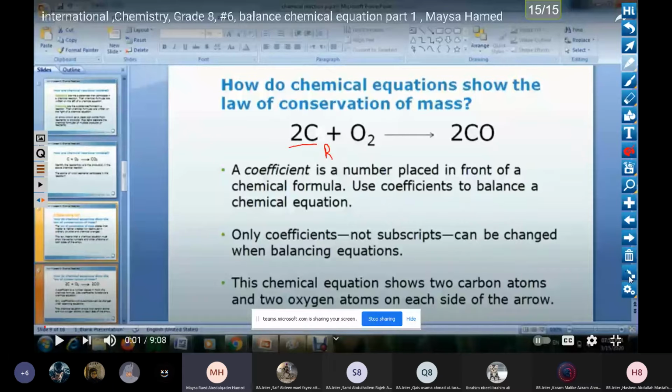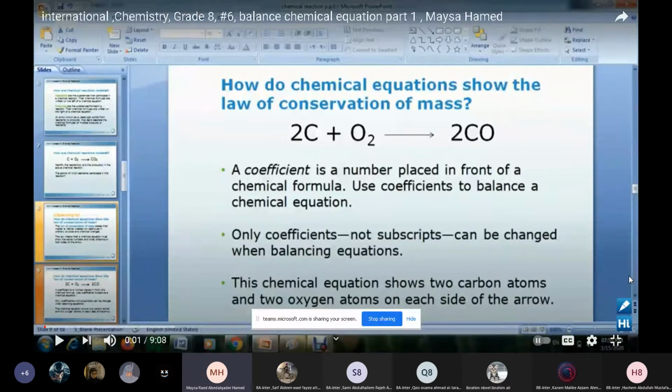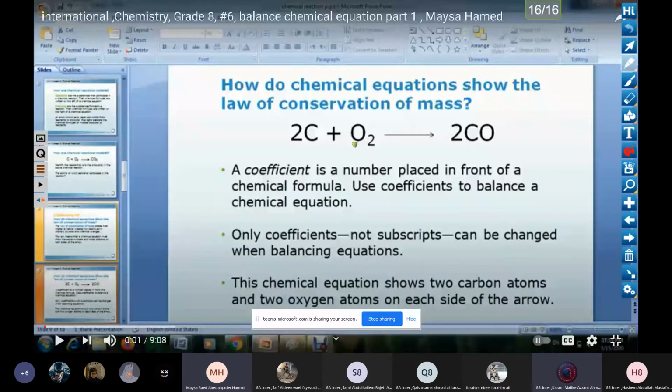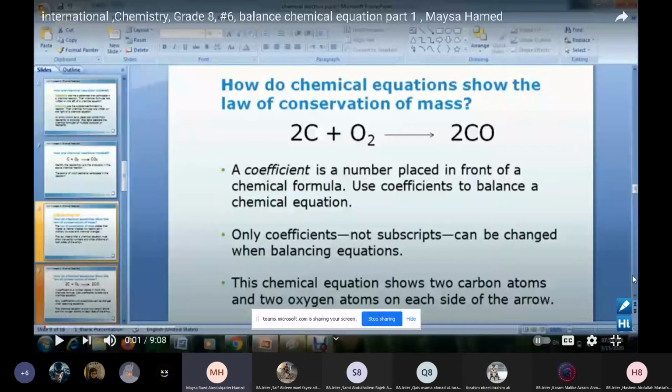Then, let's look at oxygen in the reactants. How many oxygen atoms are in the reactant? Saifuddin, look at oxygen. There are 2. From the subscript, I can tell there are 2 oxygen atoms. From the coefficient, I can tell I have 2 carbon atoms, and from the subscript, I have 2 oxygen atoms.